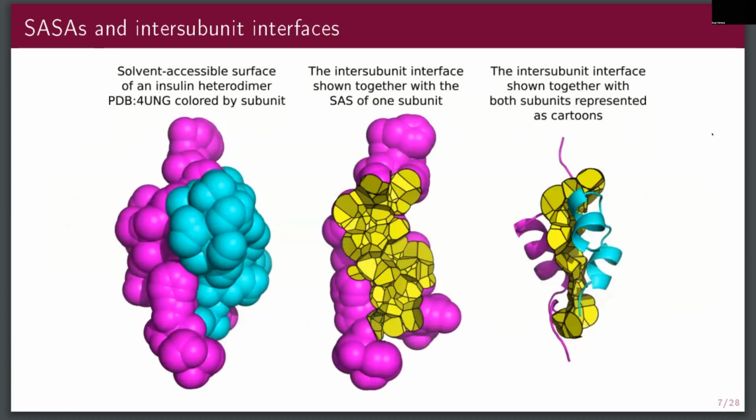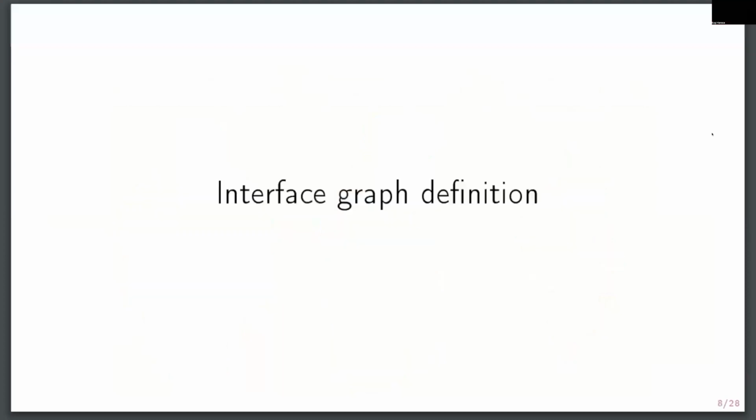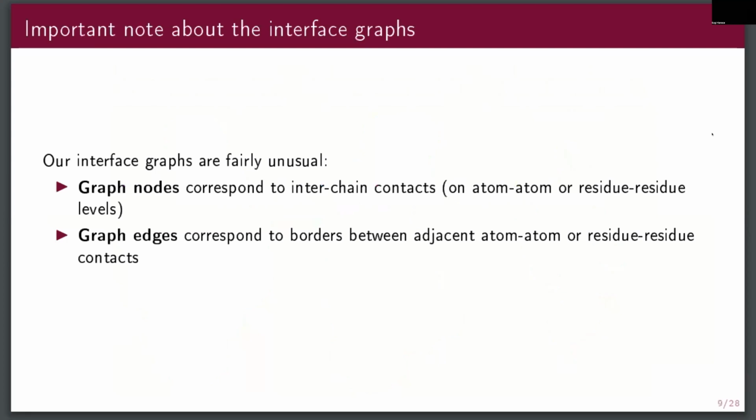So here is a small dimer of an insulin, and here is a Voronoi tessellation derived interface representation that is basically a set of contacts constrained inside solvent accessible surface. So this is our geometric representation. Then we derive a graph from it. And our graphs here are quite unusual.